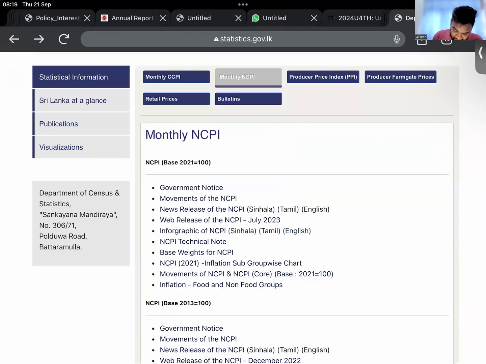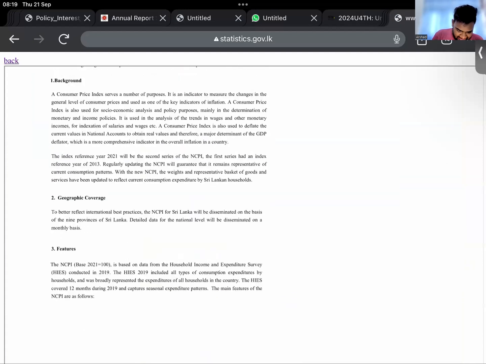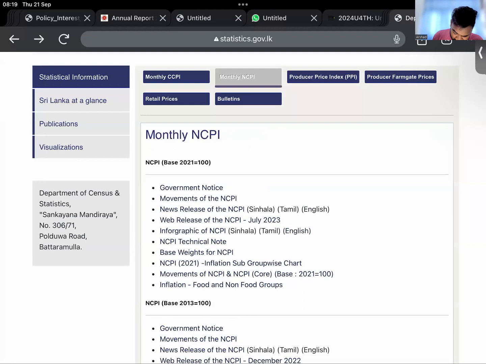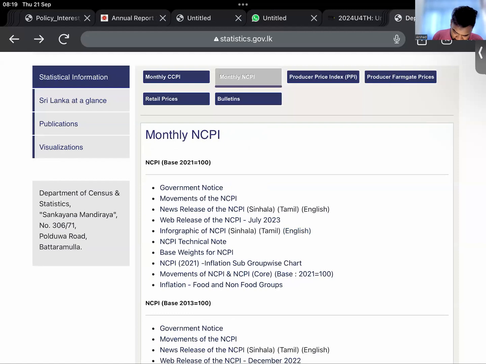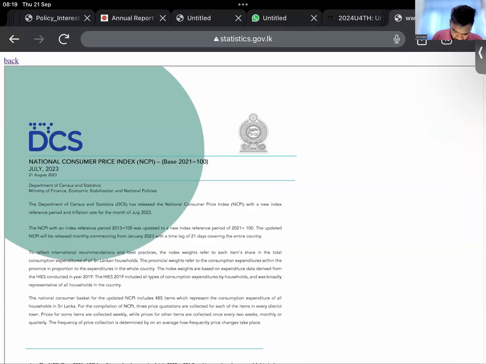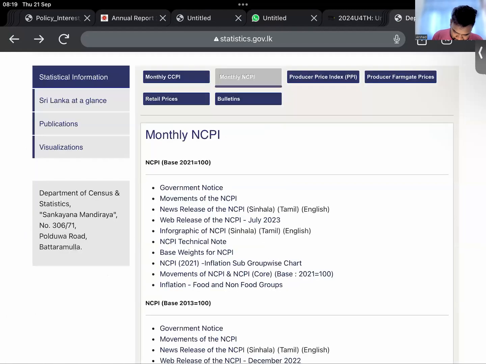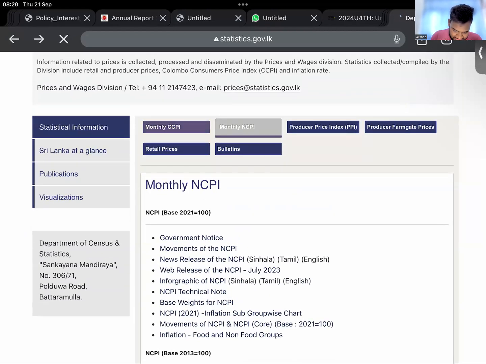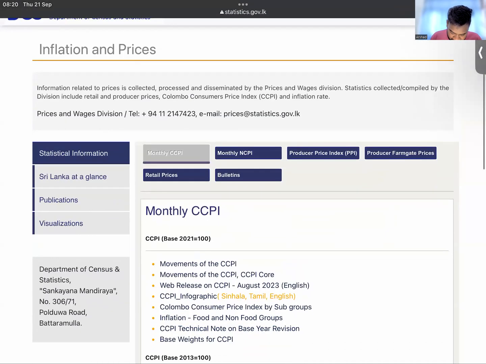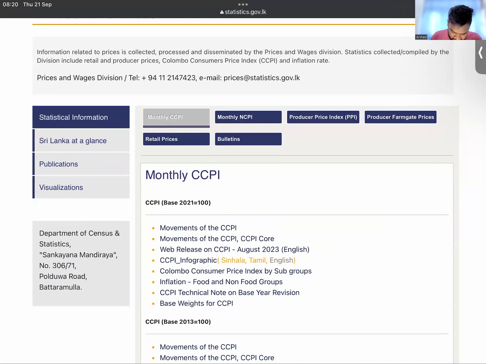Go to the DCS website here. Which one is this? NCPI technical notes. No, this has the details. There was the table, one second. Not this. NCPI infographic web release. It's there in the Central Bank report as well, guys. I can't remember where exactly I got this for the tute. It should be here as well.